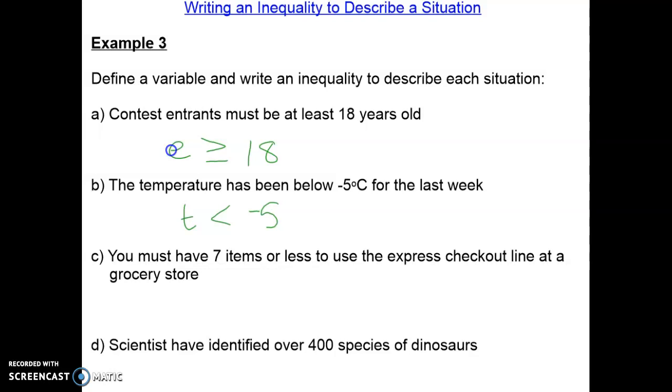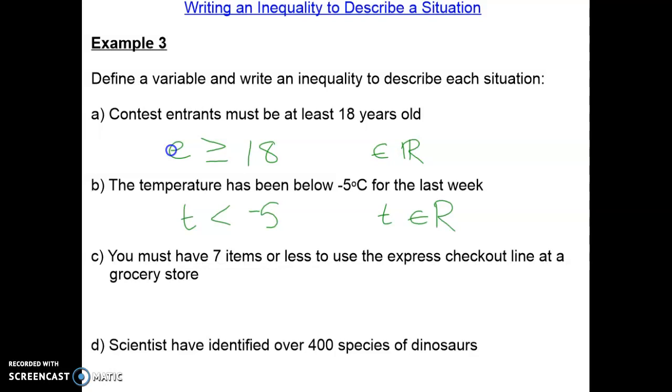Both of these belong to the set of real numbers because anything could be included. Any of the real numbers or fractions or decimals could have been included. You can be 18.5 years old and still meet the criteria, or it could be -4.3 degrees and still meet the criteria.